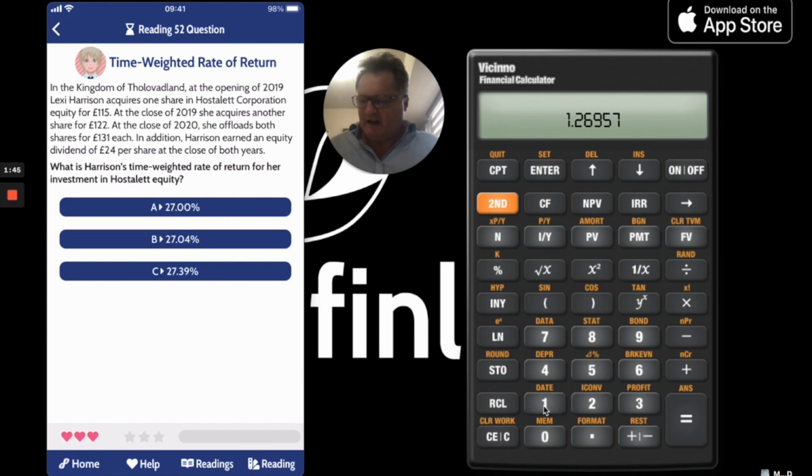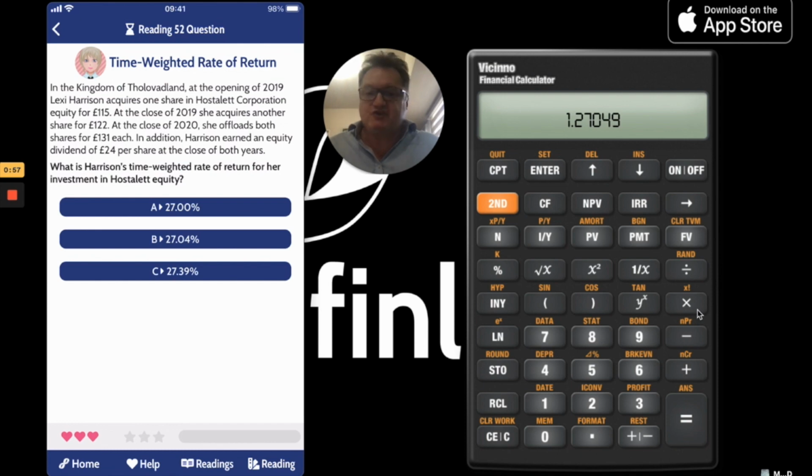And then at the end of the second year, she could have offloaded both shares for 131, so that's times 2, plus she got 2 dividends of 24. Now, I know it's 48, but let's just do it properly. So that's 2 times 24. Okay, so that's her outgoing at the end of that universal year, and then we divide that by the start of the year. So let's divide that by 2 times 122, sorry. Feeling a bit of exam pressure there, trying to do it in time. And that takes us to 1.27, so that's 27%-ish.